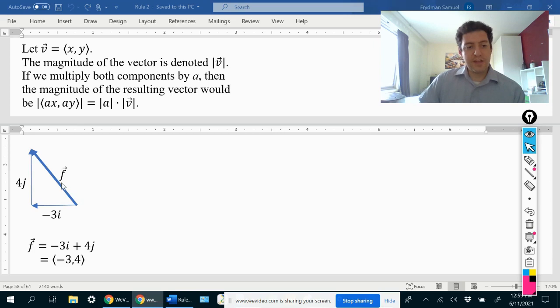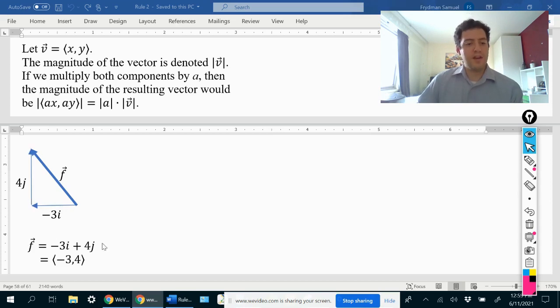Let's say we have a vector over here, and I'm just calling this vector f, maybe for Friedman. Okay, so I'm putting myself in there, which I get to do because I'm making the video. All right, so we have vector f over here. The components of the vector would be negative 3i and 4j, let's say. Okay, so this horizontal vector is moving to the left by 3 units, and this vertical vector is pointing up, and it is 4 units long.